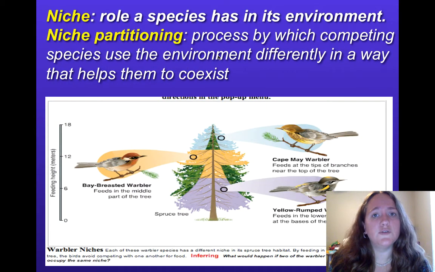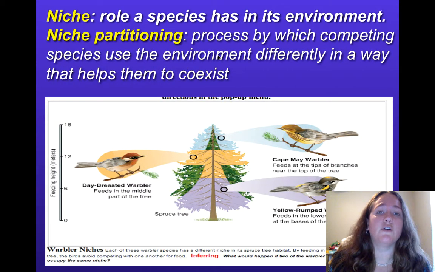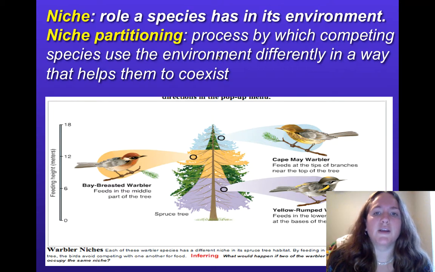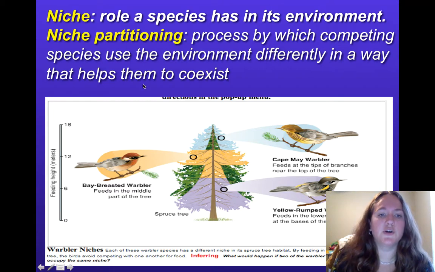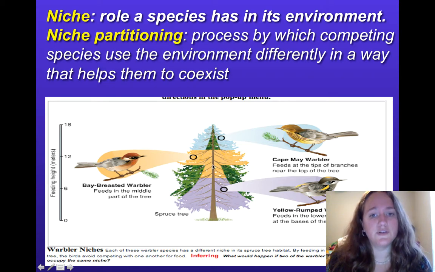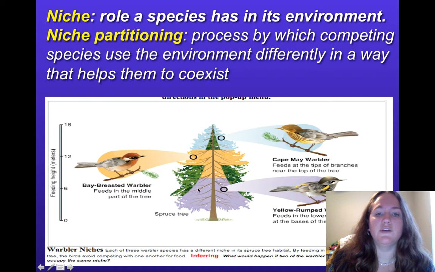So looking at the different roles that species play in their environment, this is called a niche. And then niche partitioning is the process by which competing species use the environment a little bit differently so that they can coexist. And kind of your classic example is the warblers. So these are all different kinds of birds down here. There's actually 5 different species of warbler, and each one of them uses a different part of the tree so that they're not interfering with the other's ability to survive. One may use the bottom, one may feed at the middle, one may feed at the top. So this would be an example of niche partitioning.